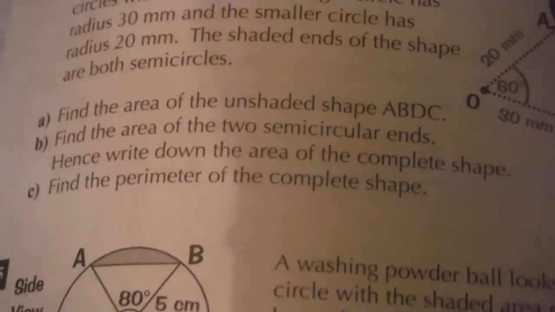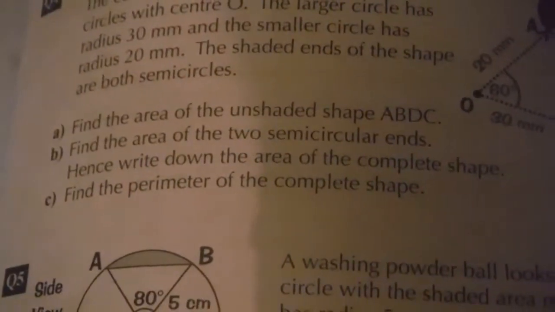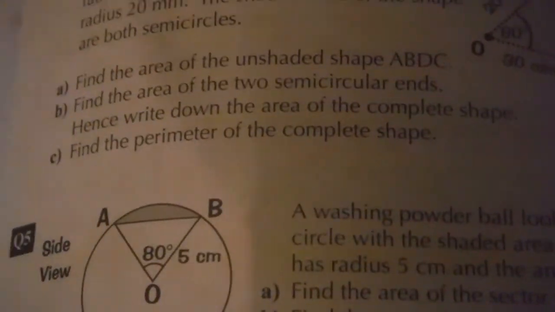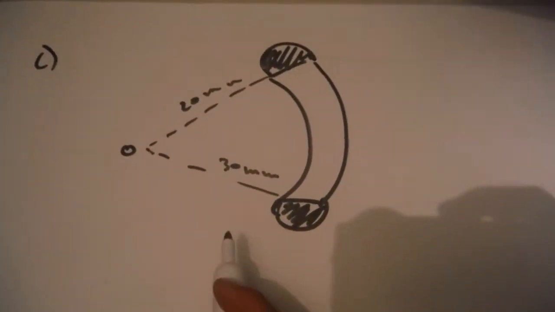Okay, so in this lesson, we're doing question B: find the area of the two semicircular ends. Now, part C says find the perimeter of the complete shape.